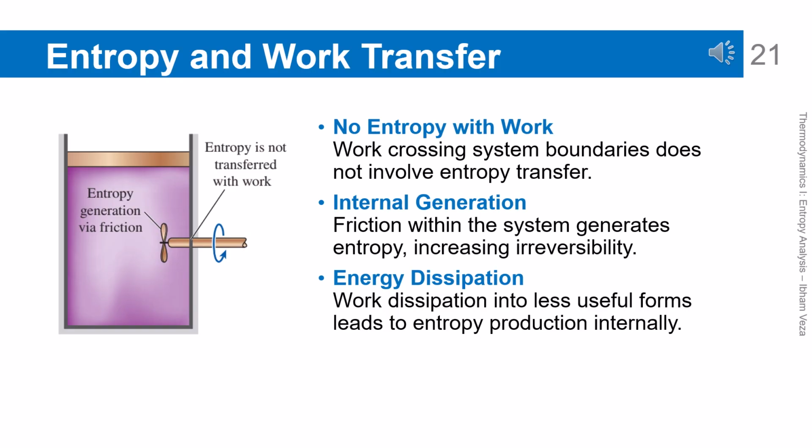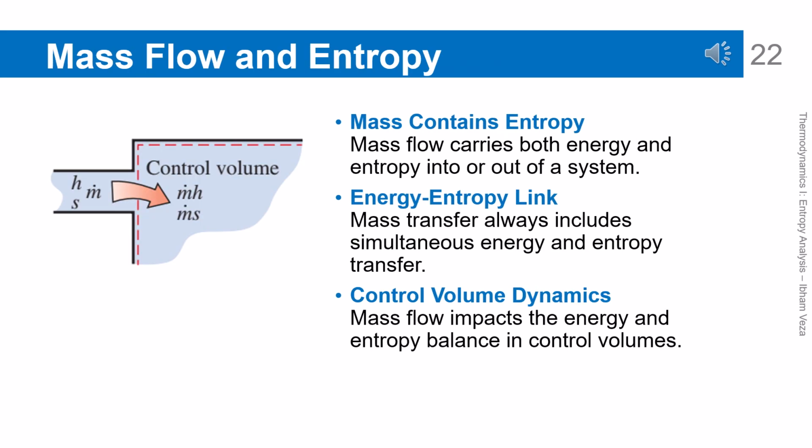This concept explains why lost work cannot be fully recovered. Mass flow always carries both energy and entropy. This means that every control volume analysis must consider the entropy contribution of mass flow. It is impossible to have mass transfer without simultaneous entropy transfer. Therefore, energy and entropy balances are always linked in flow systems. This concept forms the basis for analyzing turbines, compressors, and heat exchangers.